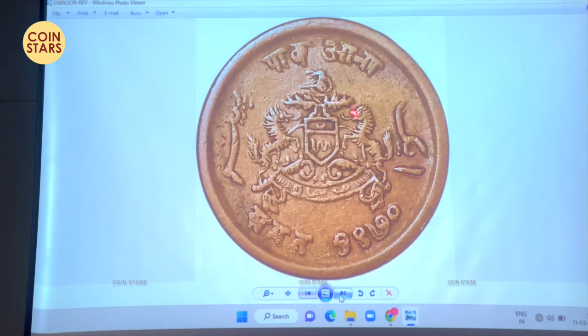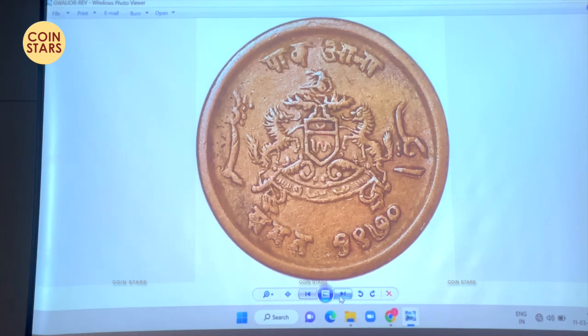Next. Pav Ana. Again you will have this cobra here and here also in the shield. There are some coins which bear these monograms of the states. These are a few of them.